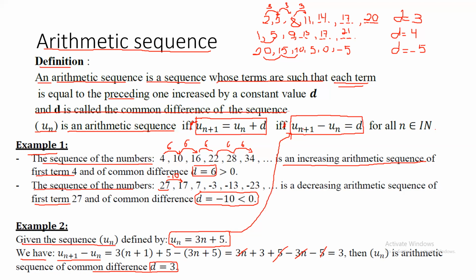If the answer were 3n, no, it would not be arithmetic. It must be a constant value d. By definition, it increases by a constant value. Okay. How did we know d is 3 so that we can say it is arithmetic? This one is like u_(n+1) minus u_n equals d. We call it d, the constant number.